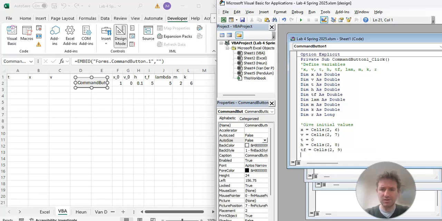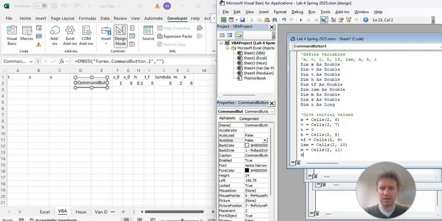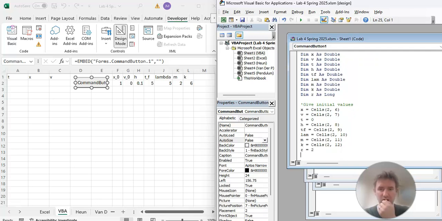I must do my macro recorder as well. Lambda, I just call it lam, equals cells 2, 10. An option explicit would help you there if I wrote lambda by accident. I'm just going to look at my dashboard now, so I have m and k to go. M equals cells 2, 11, k equals cells 2, 12, and my row is going to start at 2. Okay.